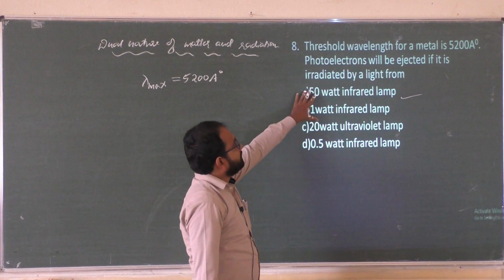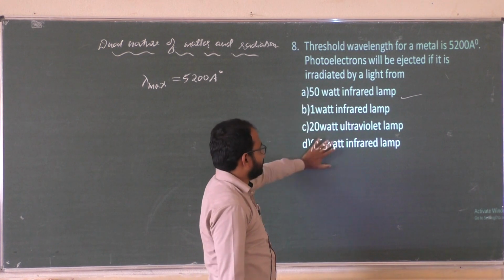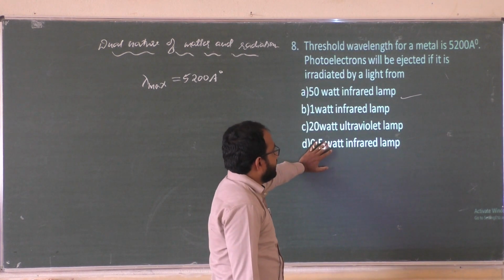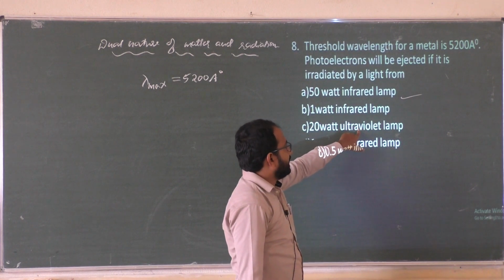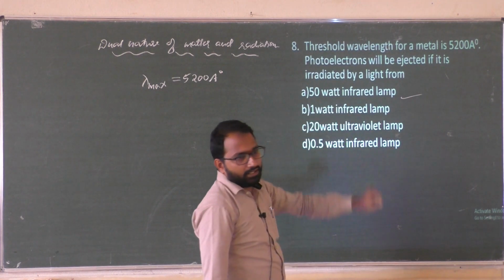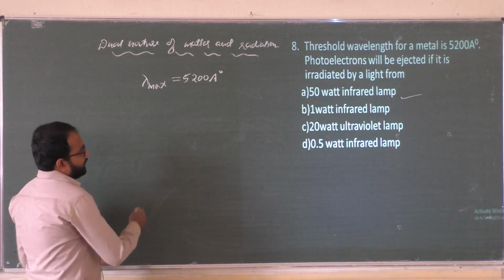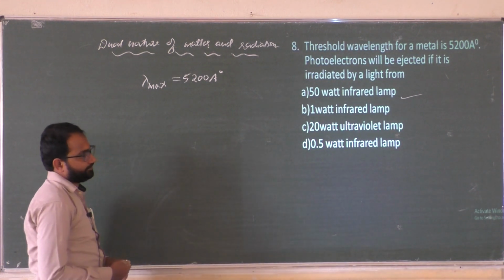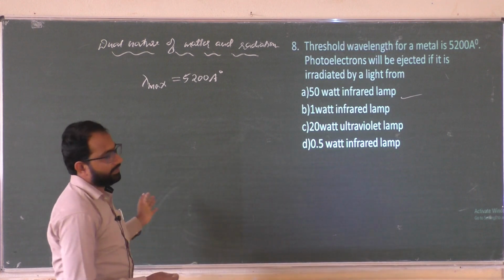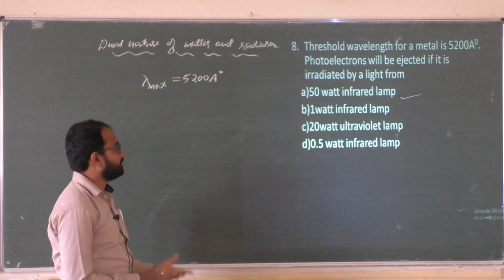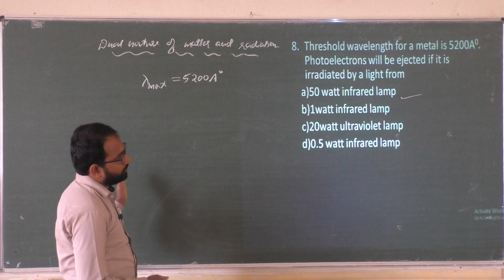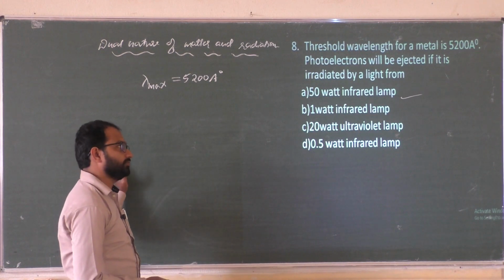Don't look at these power values, okay, right? See, this is an ultraviolet lamp and these three are emitting infrared rays. See, what about the wavelength? How does the wavelength vary from radio waves to gamma rays?